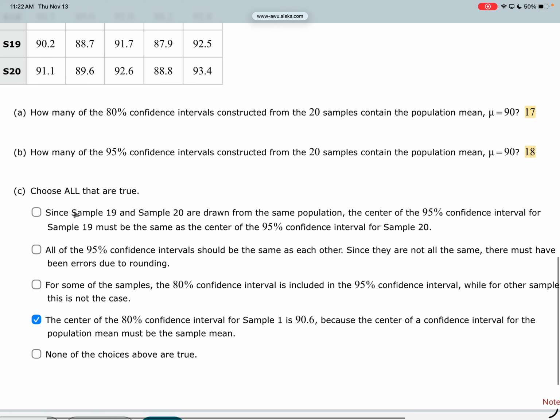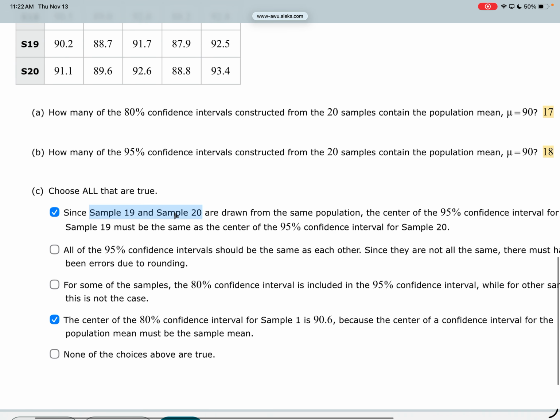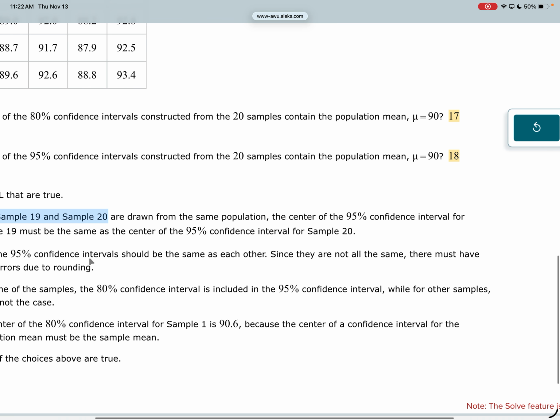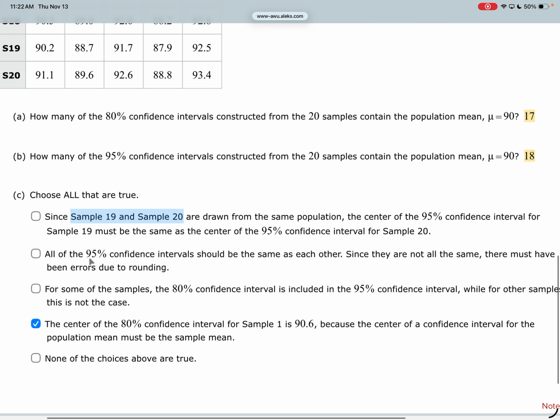And you can look up here when it says sample 19, sample 20, sometimes they do sample 1. Look up here. These are not the same numbers, right? They're not the same numbers. All of the 95% confidence intervals should be the same as each other. No, we are asking different people, so all the samples should be different, okay?